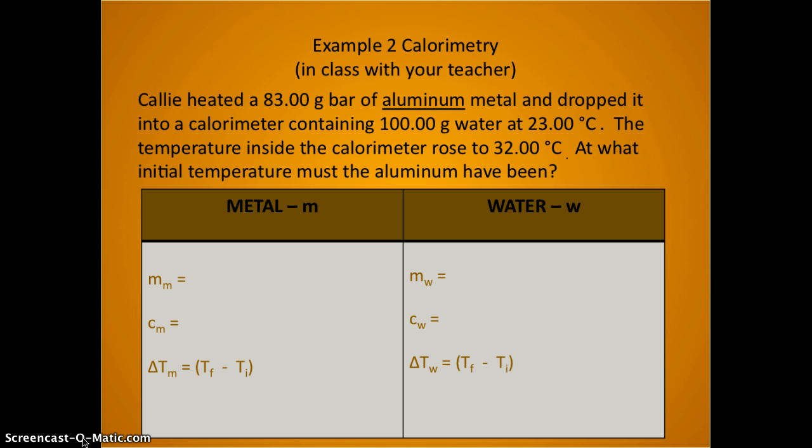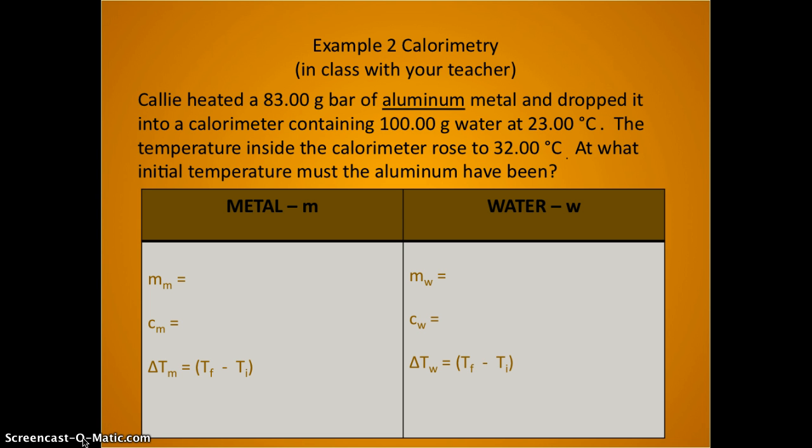So you're going to have a couple of columns here. Label one at the top metal, the other one water. Read through the problem carefully. We have Callie, who heated a bar of aluminum and then dropped it in a calorimeter that contained 100 grams of water at 23 Celsius. The temperature of the water and the bar of aluminum then rose to 32 degrees Celsius, and dropped, of course, to 32 degrees Celsius. At what initial temperature must the aluminum have been?